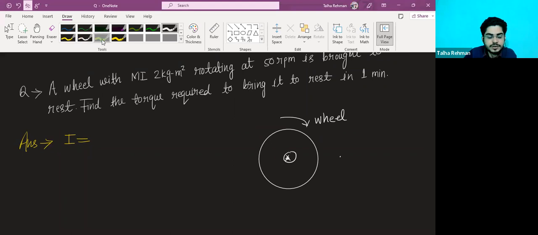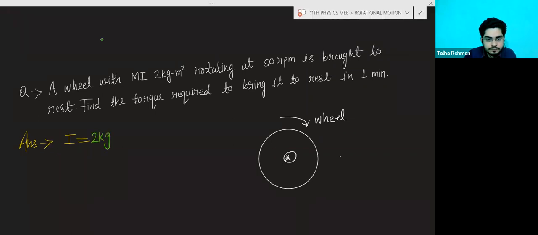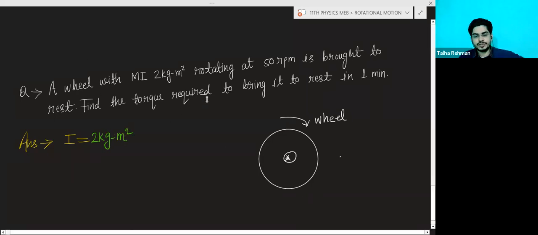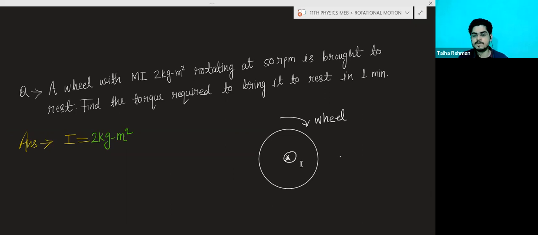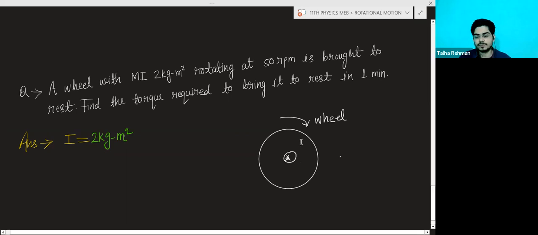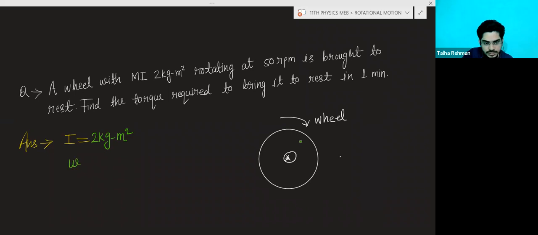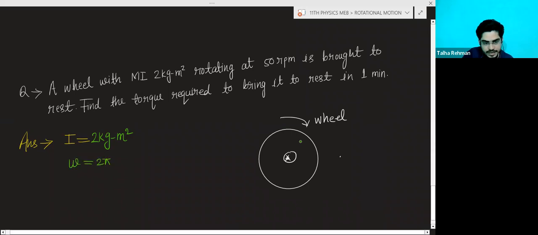So see what data is given to you. 2 kg meter square. Kg meter square is the unit of moment of inertia. The wheel is rotating at 50 rotations per minute. There is one term that is known as the frequency, and there is a relation between the frequency and the angular velocity. First, we will calculate the angular velocity of this wheel. Angular velocity is given by 2 pi into f.